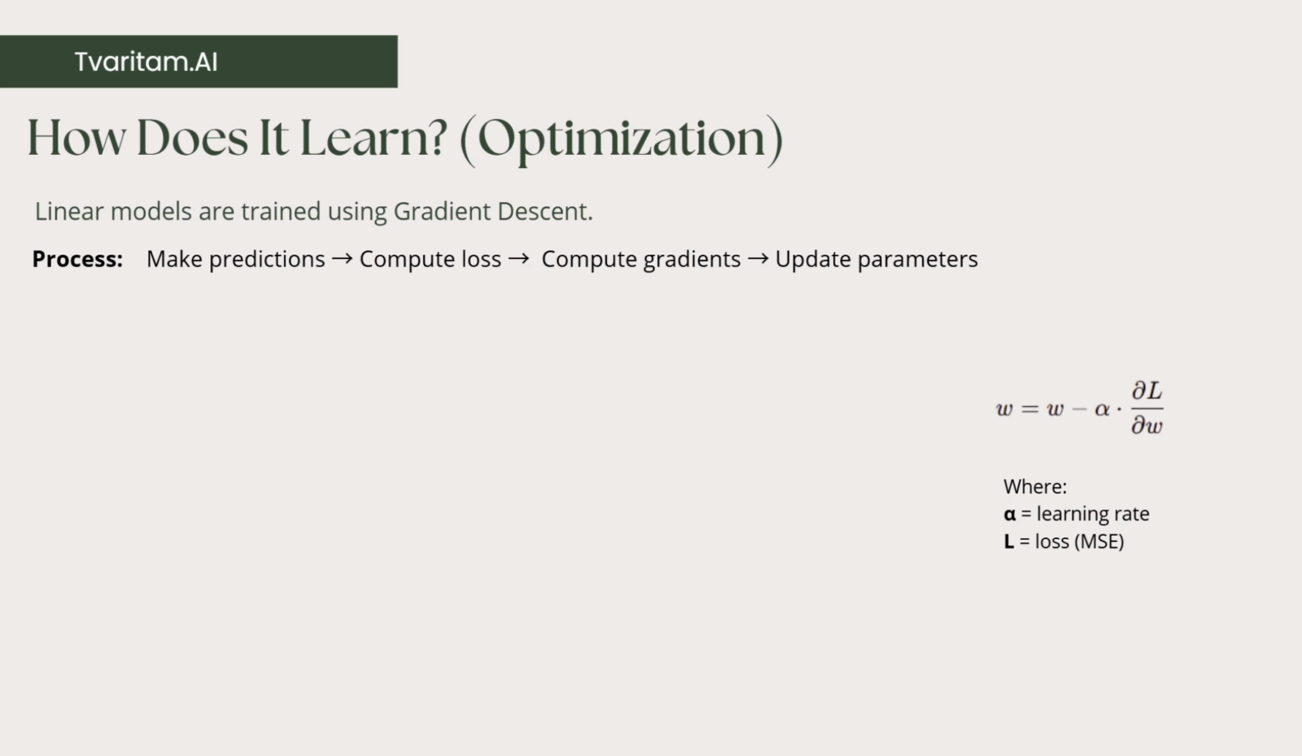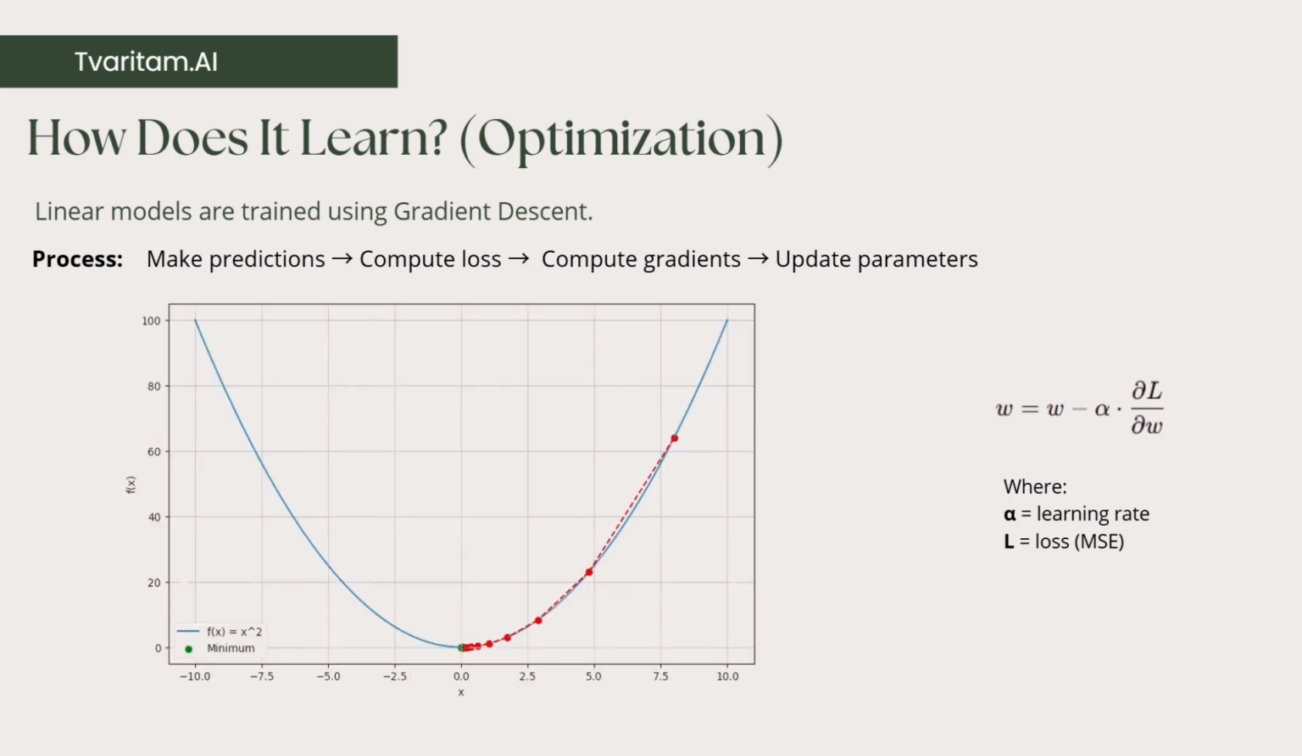Hence, there is a negative sign in the given formula. This update step is controlled by the learning rate, often denoted as alpha. The learning rate decides how big each step should be when we move towards the minimum point. If you visualize this on a graph of the loss function, we usually start from a random point.